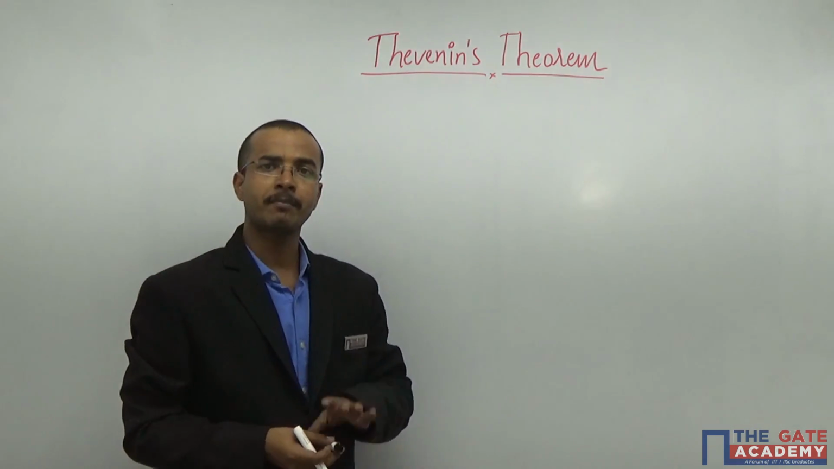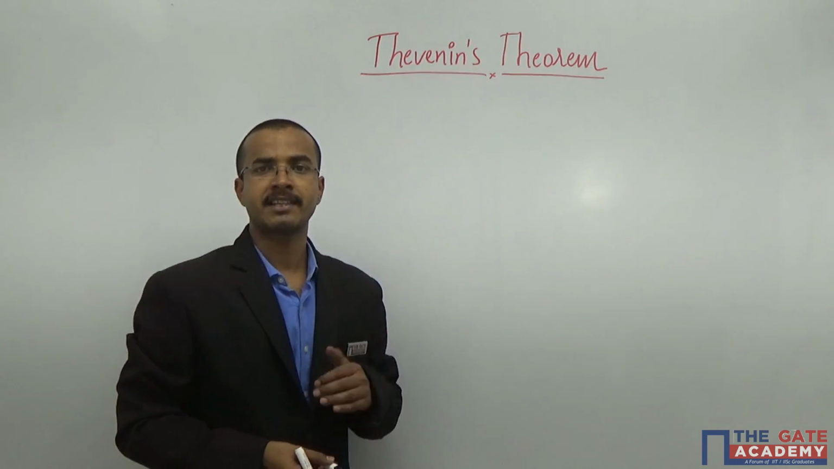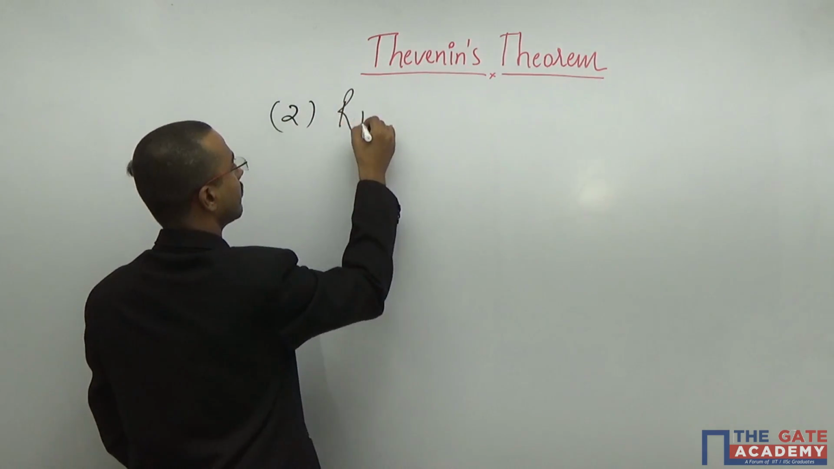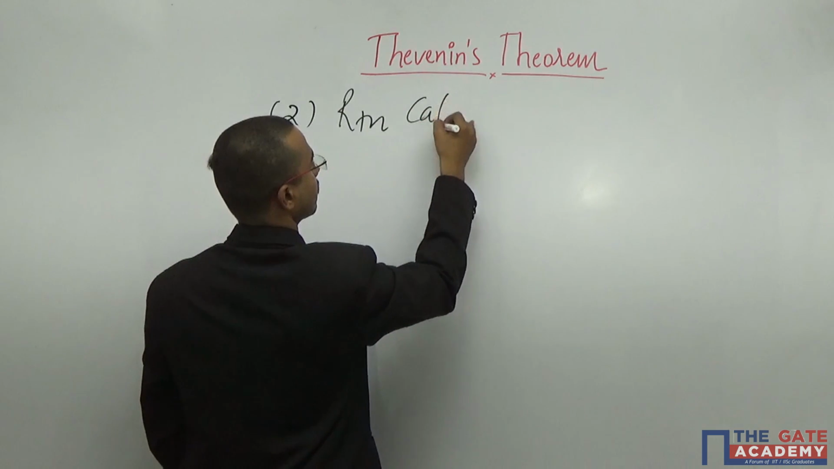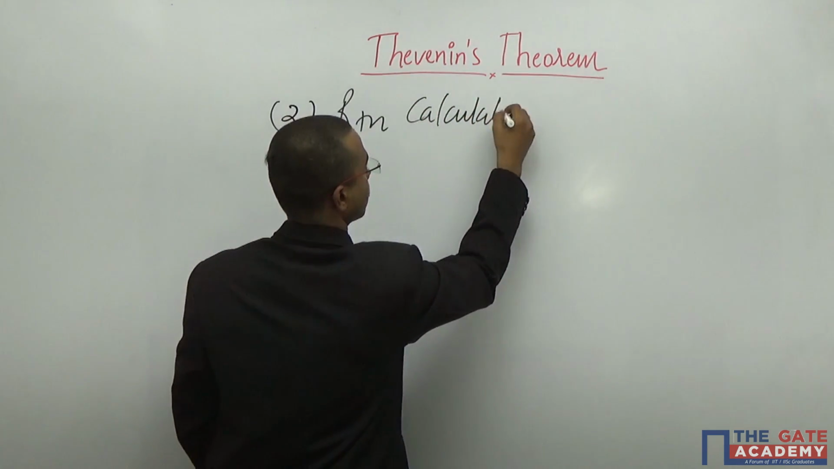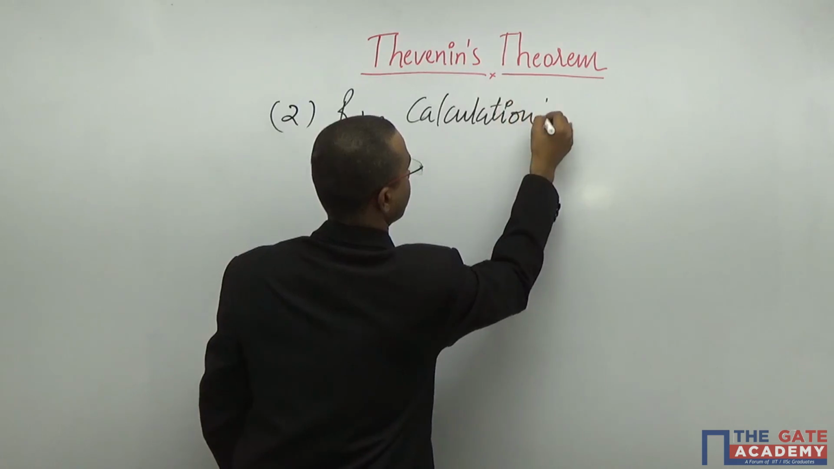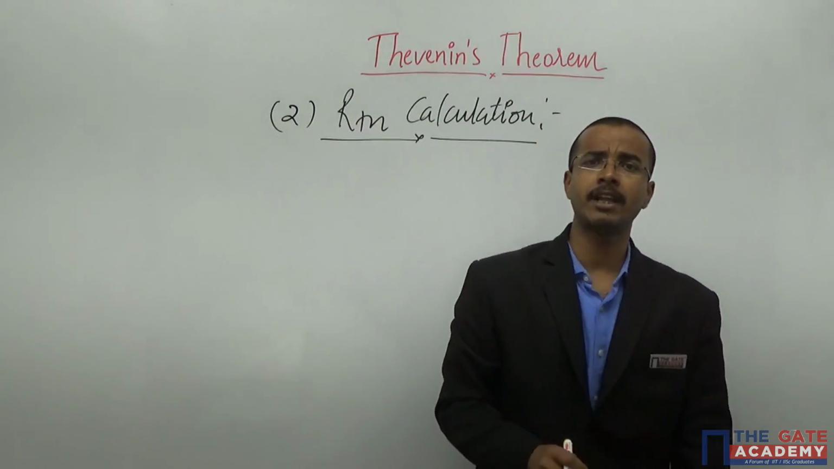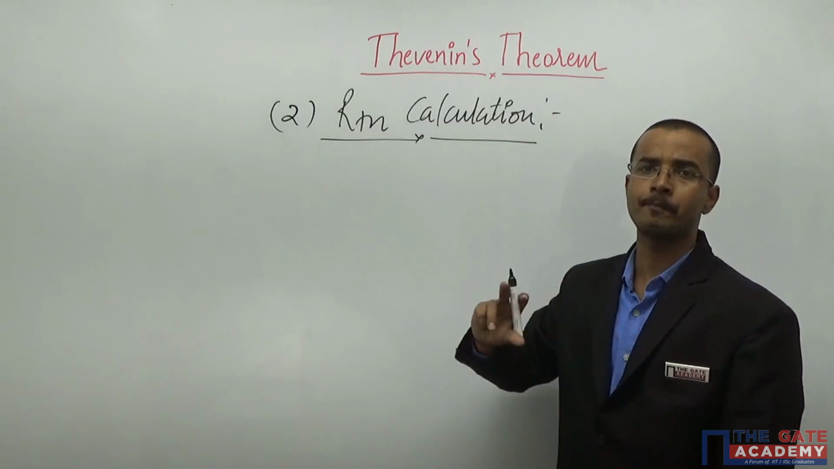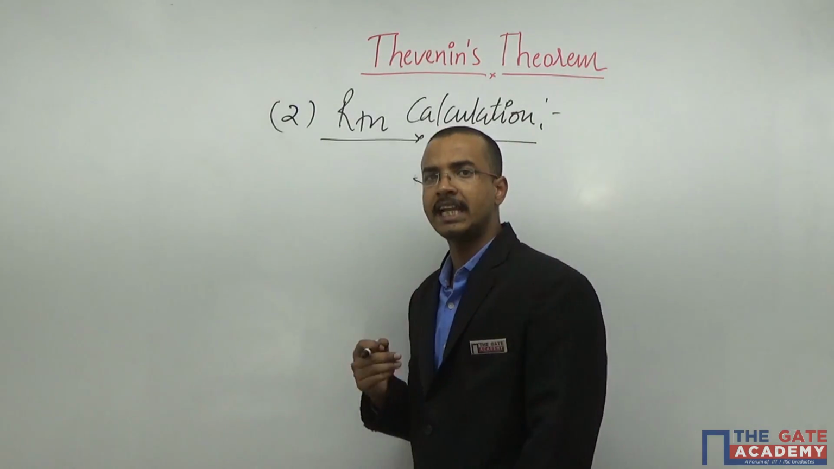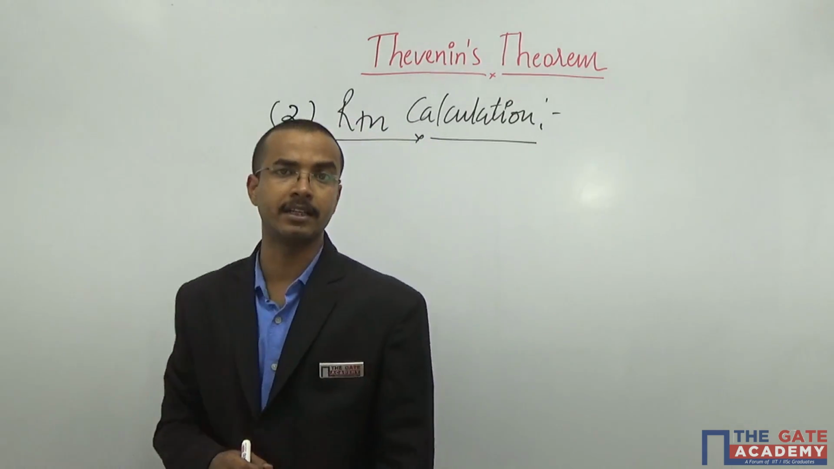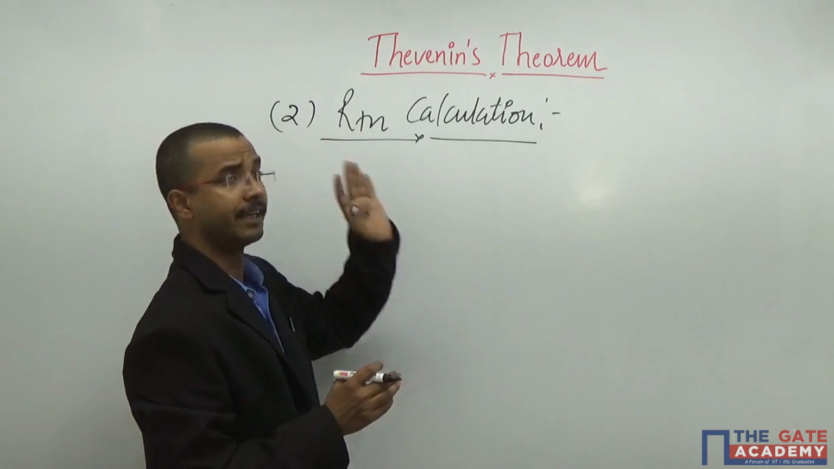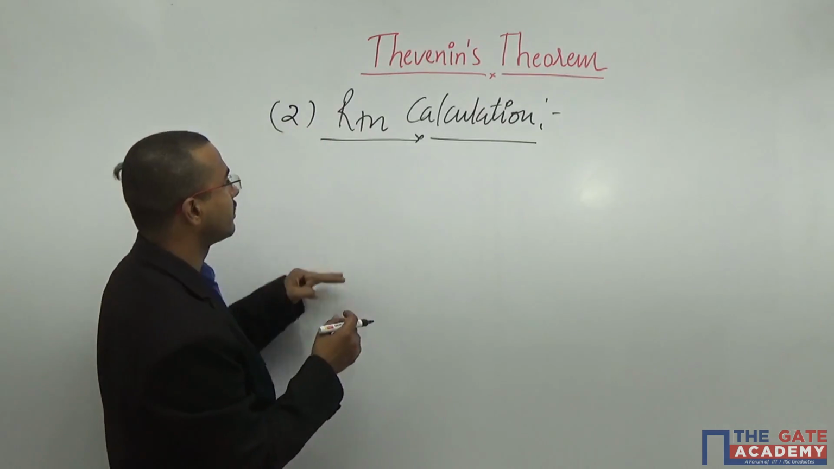Now, I got my VTH. My second term is RTH. My RTH calculation. RTH means the Thevenin equivalent resistance seen from the open circuited terminal when all the independent sources are replaced by their internal impedances. That is my RTH. That means what will be the procedure here?